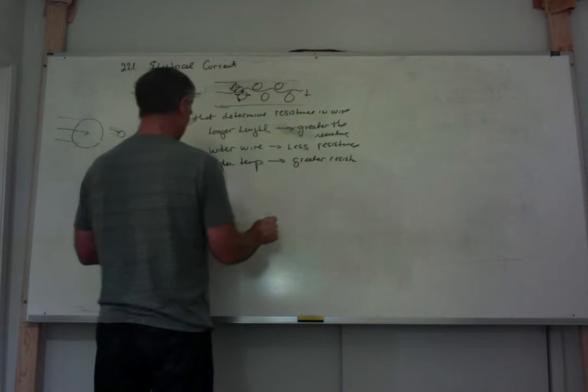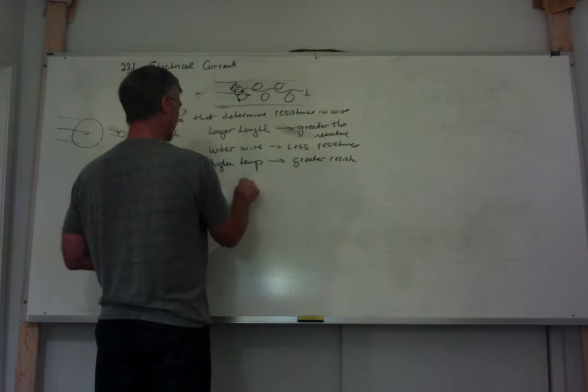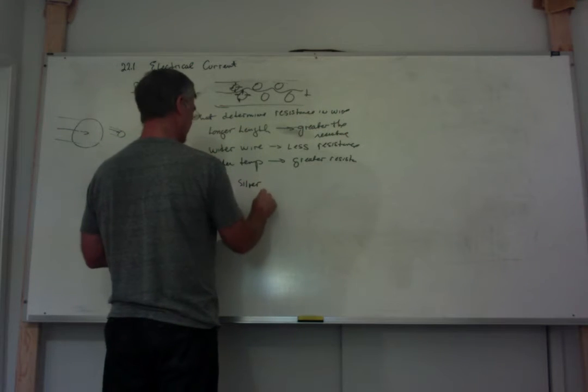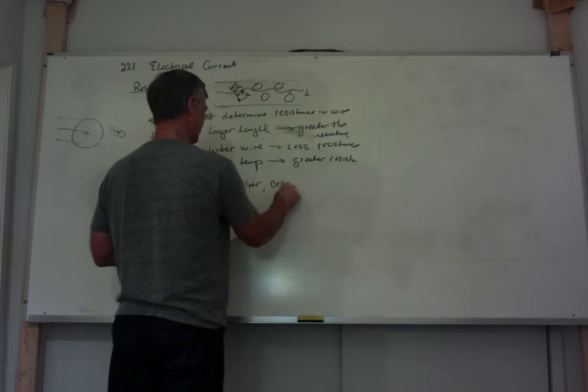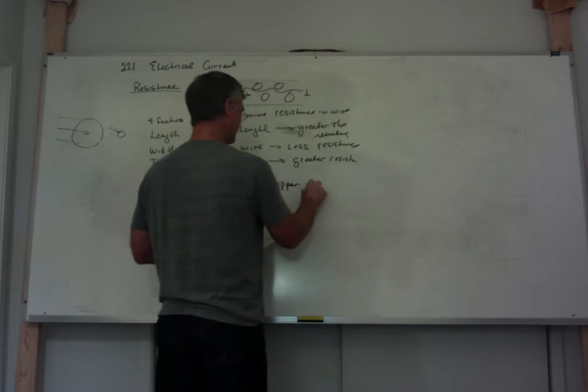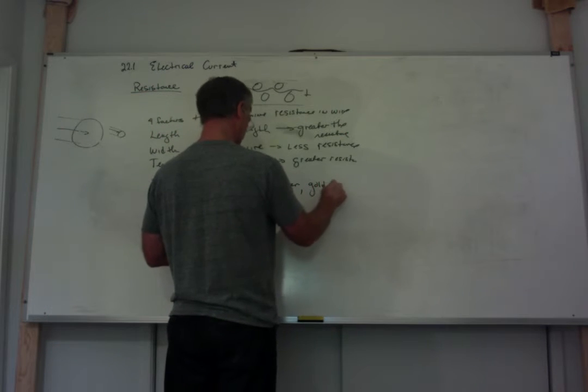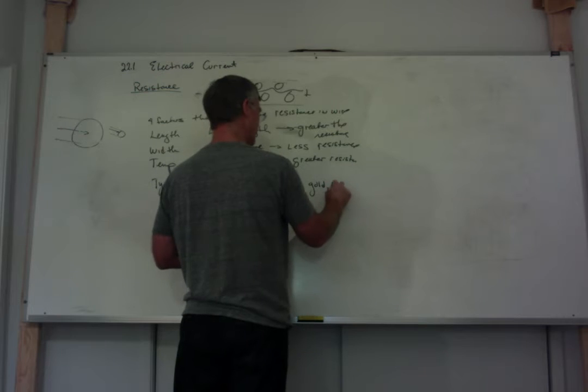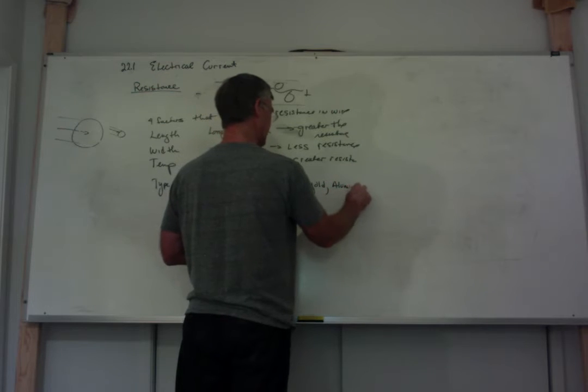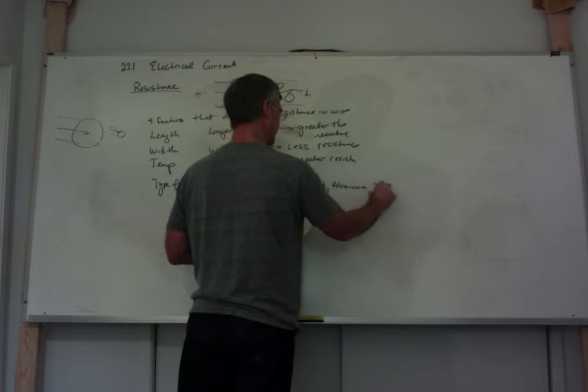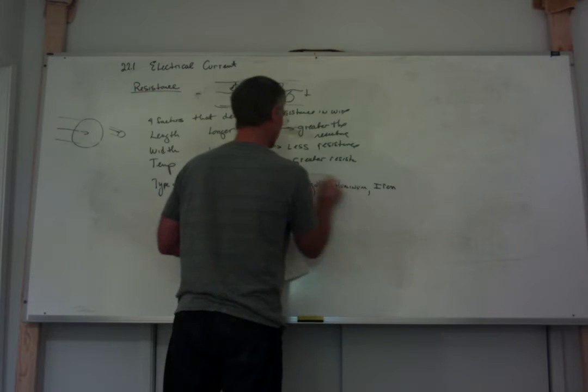And basically it goes like this. Silver has the lowest resistance. Copper is next. Gold is next. Aluminum is next. And then iron, and so on.